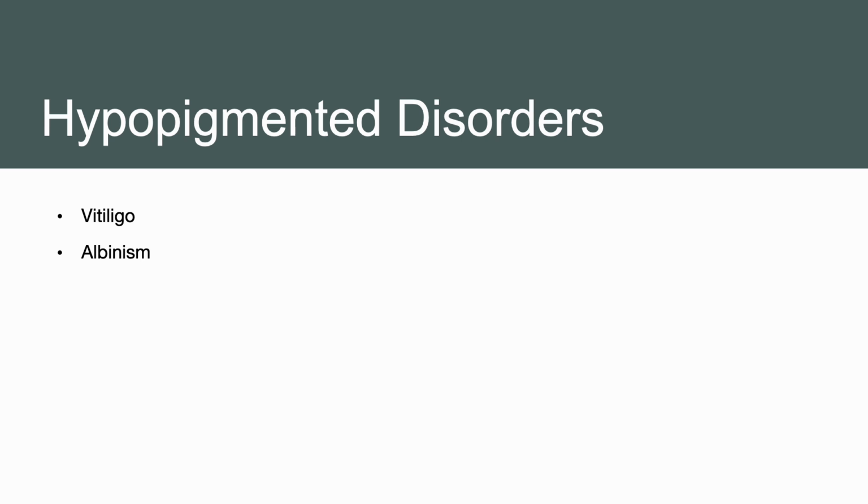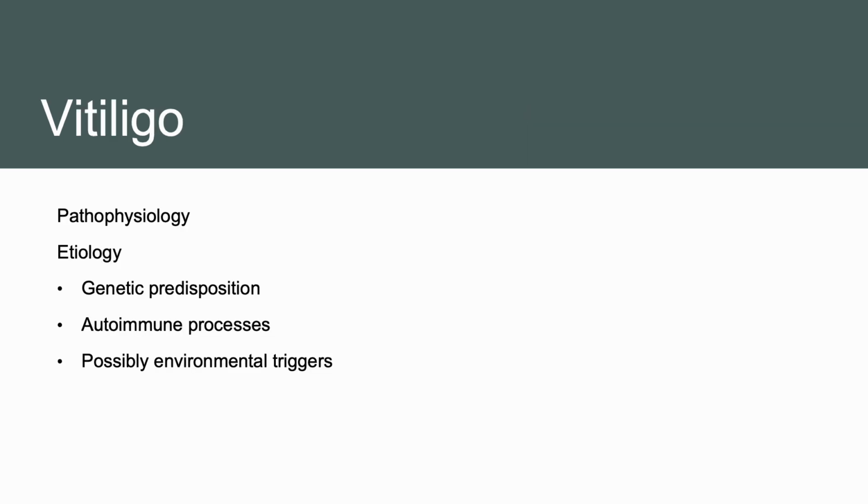Now we'll move on to hypopigmented disorders. Vitiligo is an acquired depigmentation disorder characterized by the loss of melanocytes, which are the cells responsible for skin pigmentation. This leads to well-demarcated white patches on the skin. The exact mechanism is not fully understood, but it's believed to involve a combination of genetic, autoimmune, and environmental factors. The autoimmune hypothesis suggests that the body's immune system mistakenly targets and destroys melanocytes.